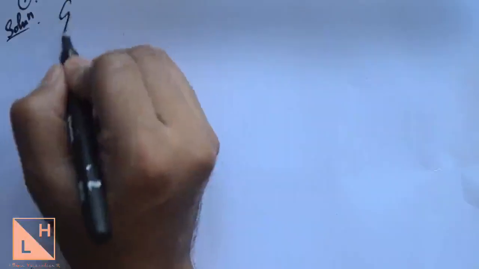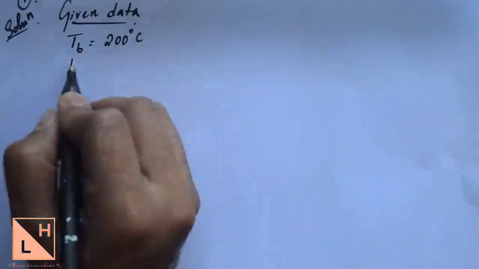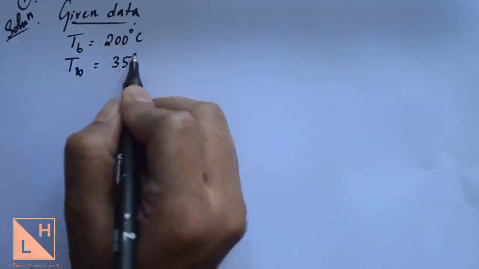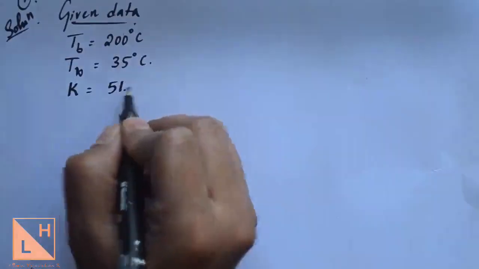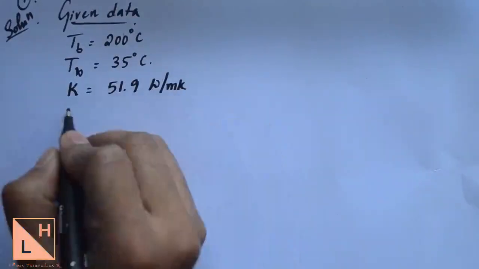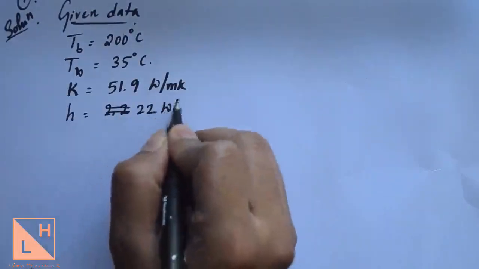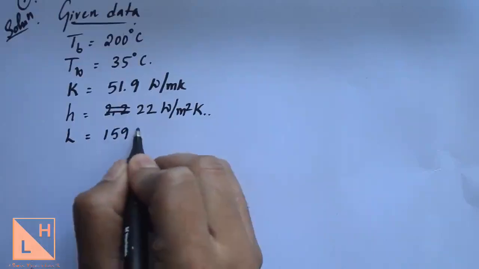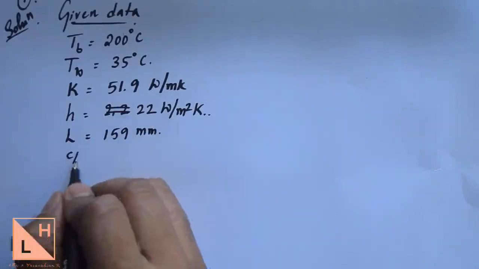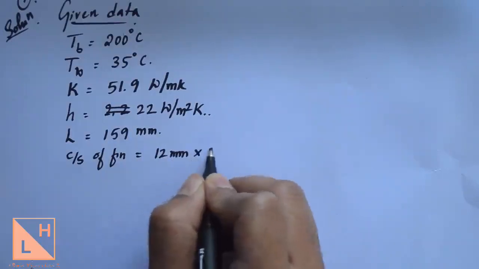So the first thing we do here is note down the given data one by one, and then we proceed to understand what we are supposed to find out. So the base temperature is given as 200 degrees, the surrounding is 35 degrees, that is T infinity. Thermal conductivity is represented by K. The heat transfer coefficient is given as 22 watt per meter square Kelvin. And then we have the length of the fin given, which is 159 mm, and the cross section of the fin is given as 12 mm by 12 mm, which is a square cross section.